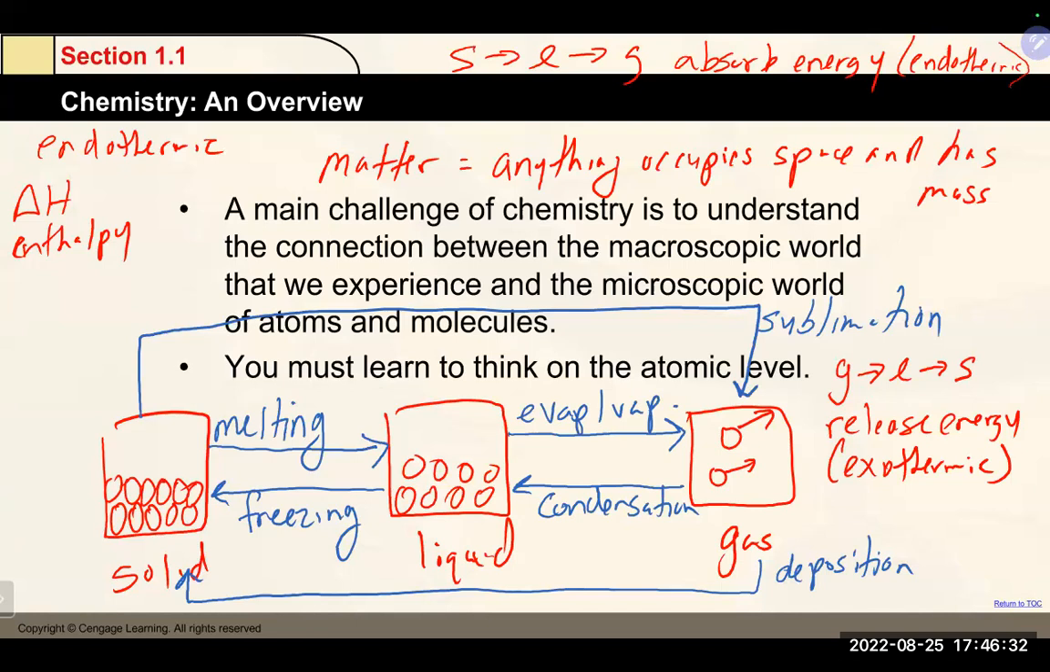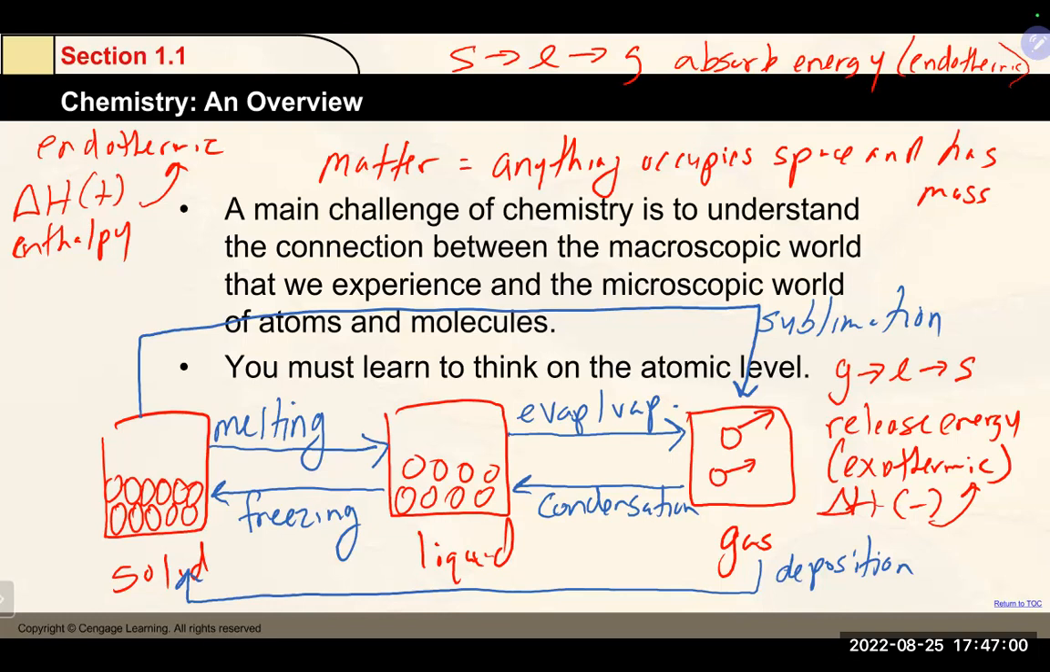If you have a delta H value for a particular reaction that is positive, that indicates that the reaction is endothermic and energy is being absorbed. If you have a delta H value that is negative, that means that overall energy is being released, and it would be an exothermic reaction. So we will definitely see those values in certain chapters.